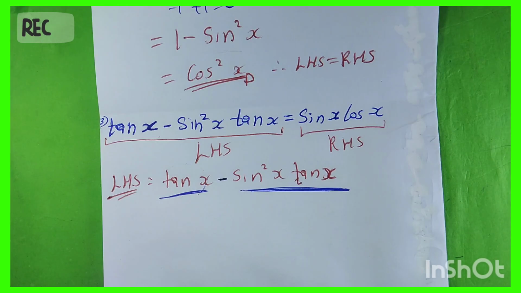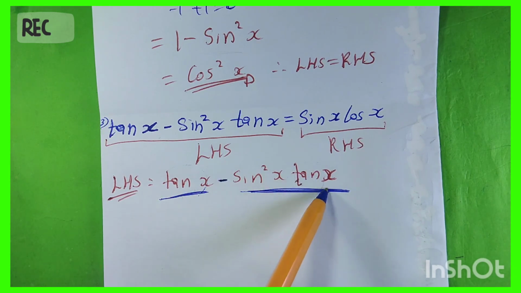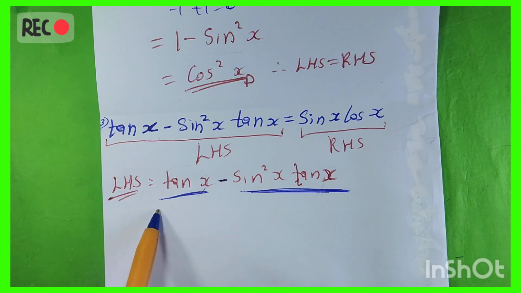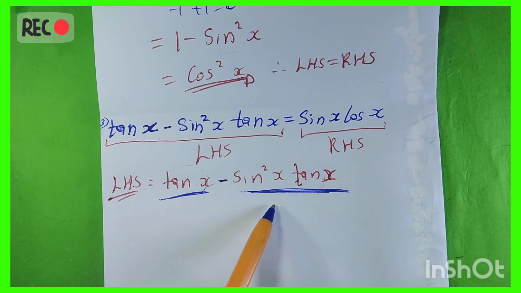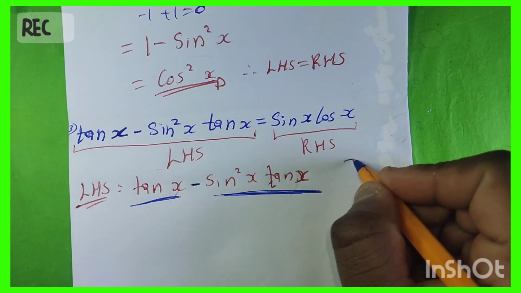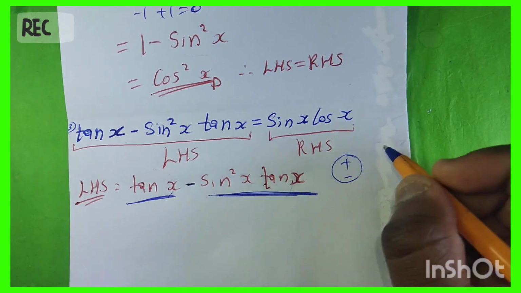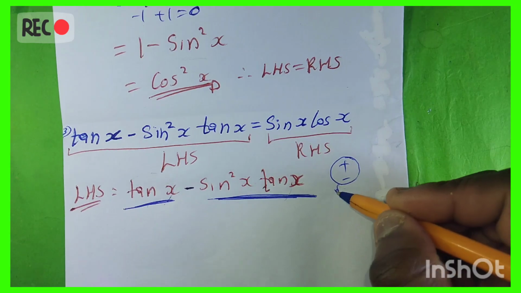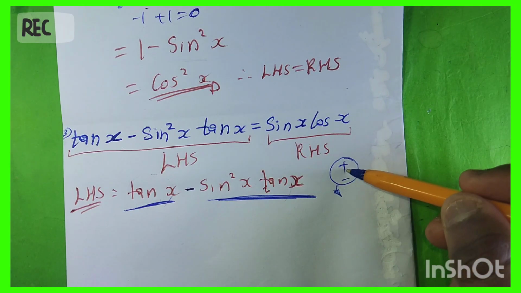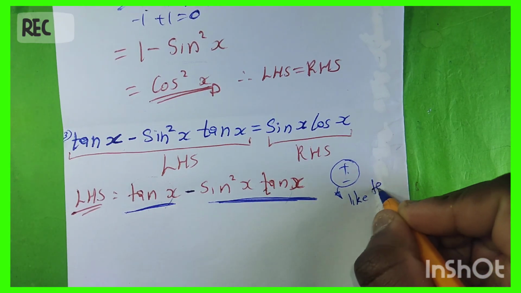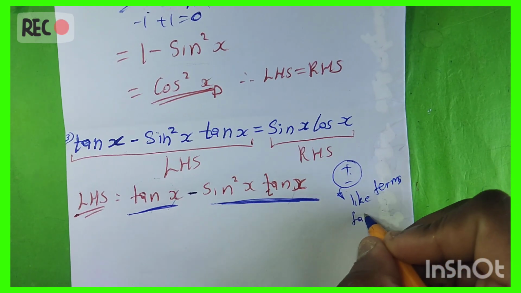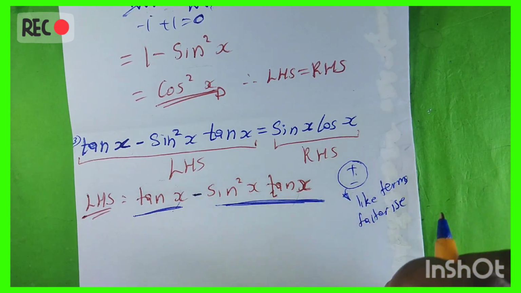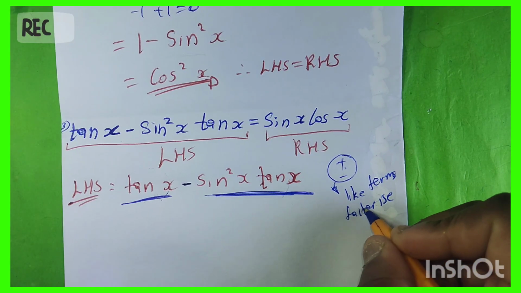And do not ever dare do such an approach, guys, for this question, because if you change this to sine over cos, as well as this sine over cos, you will be working with fractions there. So let me give you advice. If you see plus or minus, what I usually tell these learners is that you look for the like terms, or you factorize. You look for the like term or you factorize.